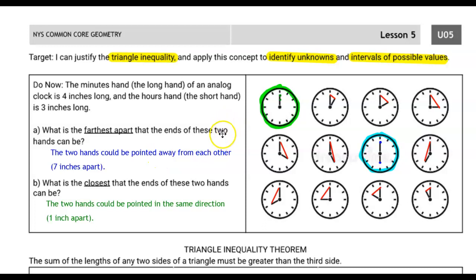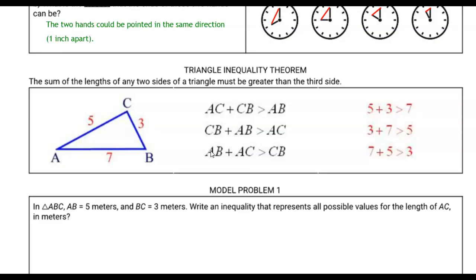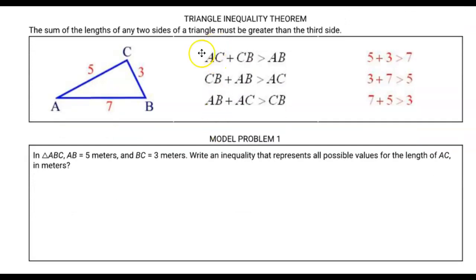All right, so in order to make a triangle, the connection between the two hands has got to be larger than 1 inch long and smaller than 7 inches long. That is an example of what's called the triangle inequality theorem. According to the triangle inequality theorem, the sum of the lengths of any two sides of a triangle must be greater than the third side.